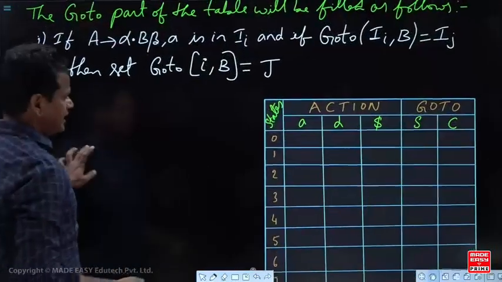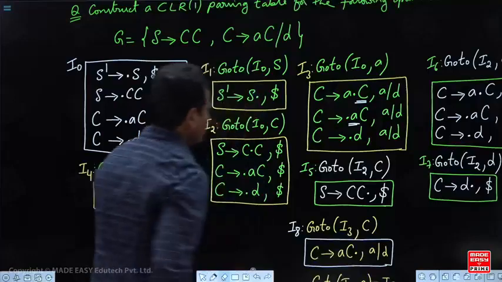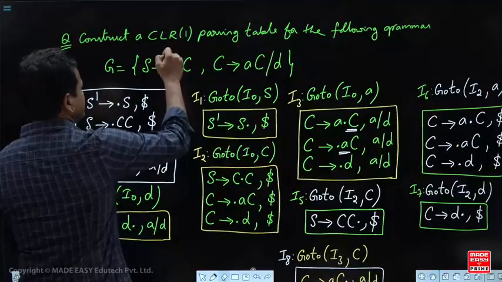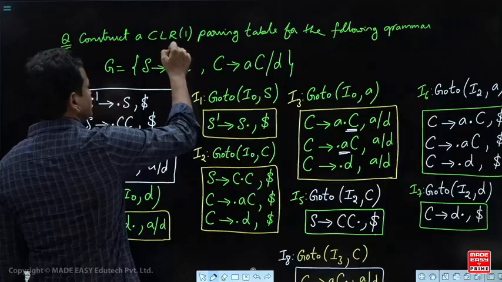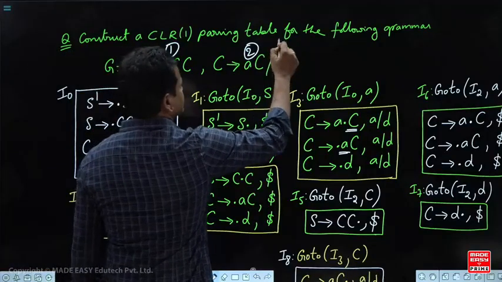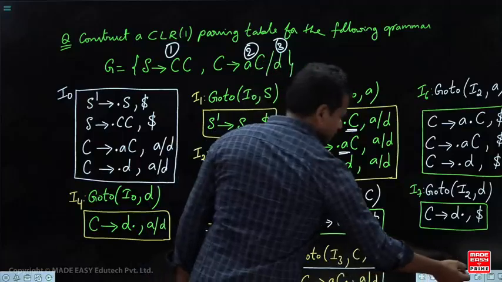Okay, so we have three productions. Give the numbering. So this is 1, this is 2, and this is 3. Three productions we have.